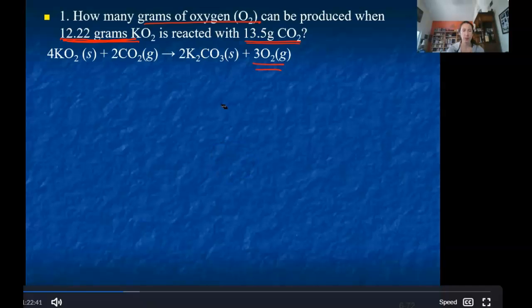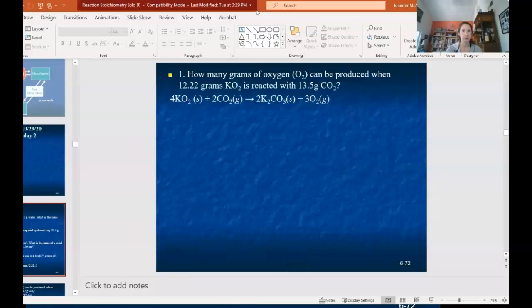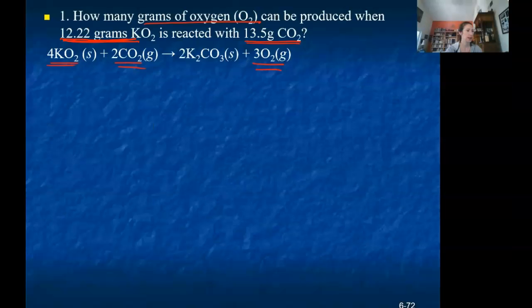Now, what kind of problem is this? So we're given grams of KO2 and we're given grams of CO2. So what kind of problem would we classify this as? A limiting reactant? Yeah, this is a limiting reactant problem, right? And we know it's a limiting reactant problem. The way we can tell is because they're giving us grams.